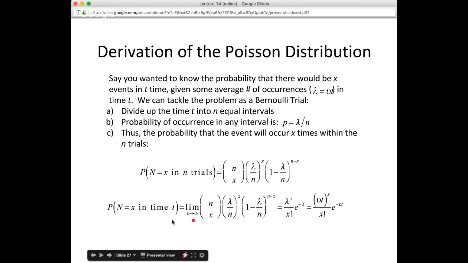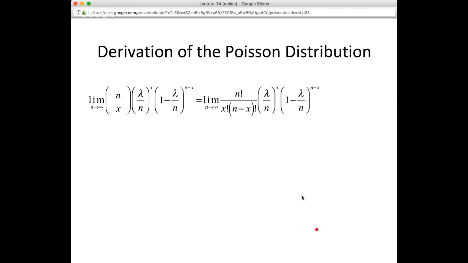And so what we're interested in assessing is what happens if we let the number of intervals in that fixed amount of time, that n, go to infinity. So we take this probability of getting x occurrences in n trials from the binomial distribution, and then we let the number of intervals go to infinity. The claim is that when you do the math, you end up with the Poisson distribution. So you can see the Poisson distribution as a limit in which the binomial distribution goes to an infinite number of intervals or trials over some fixed amount of time. Okay, so let's actually work out the math of that.